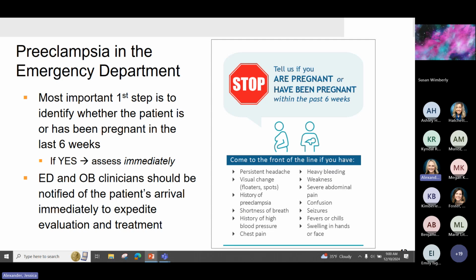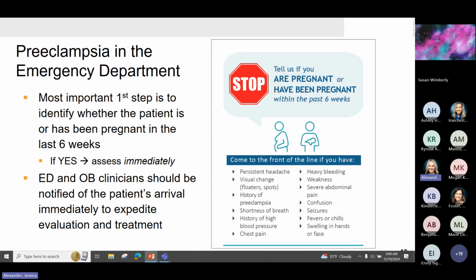Preeclampsia in the emergency department, the most important first step is to identify whether the patient has been pregnant in the last 6 weeks. If yes, assess immediately. ED/OB clinicians should be notified of the patient's arrival immediately to expedite the evaluation. Tell us if you're pregnant or have been pregnant within the past 6 weeks.